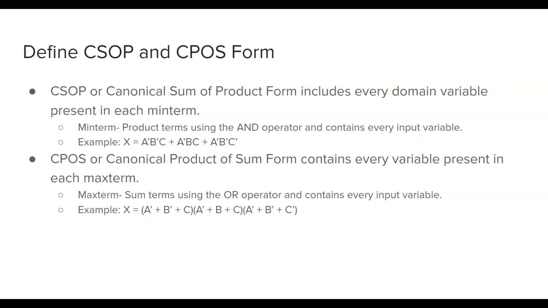But you can see here we also have CPOS form, or canonical product of sum form. This contains every variable present in each max term. So a max term is the sum of terms using the OR operator. It's much longer, so you could think of it as the maximum amount of space between each variable. And you can see it's kind of the opposite as above with that canonical sum of product form. Each variable is separated by an OR operator instead, and then each smaller part of the equation is connected by an AND operator.